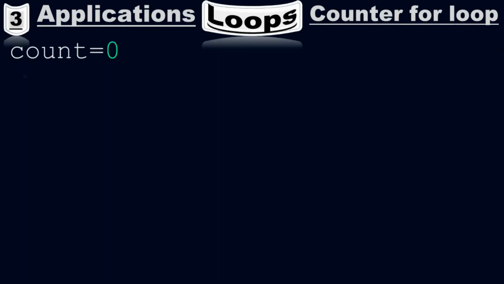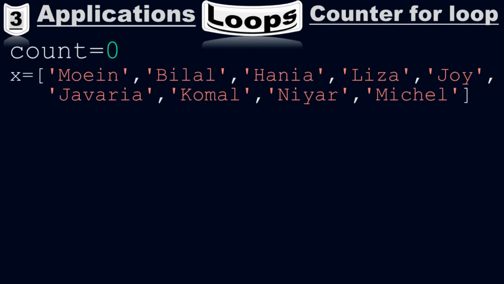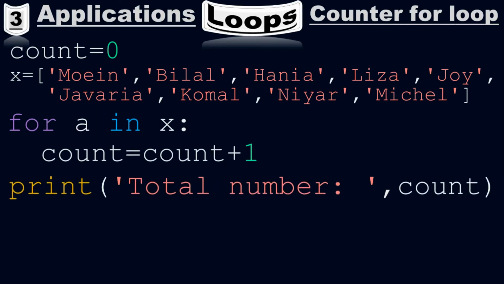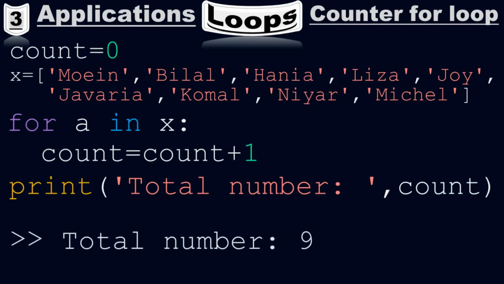First count equals 0, and then x equals Moein, Bilal, Hania, Lisa, Joy, Javeria, Komal, Nia, Michelle. For a in x, count equals count plus 1, print total number, comma count. When you run it, you will get this output, total number 9. Initially the counting is 0. Now we have a list of the names, list of the people, which has been represented with the variable x. So the names are Moein, Bilal, Hania, Lisa, Joy, Javeria, Komal, Nia, Michelle. This is the number of the people passing through the gates.